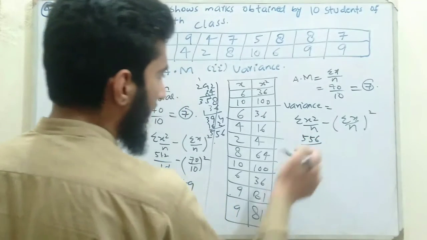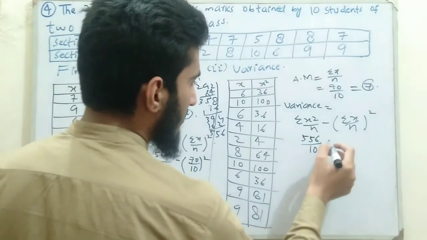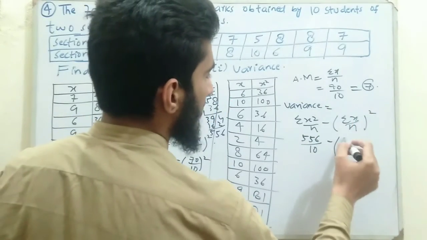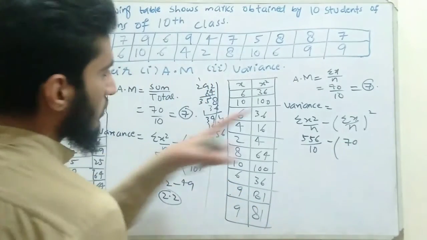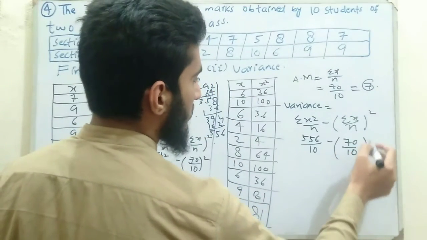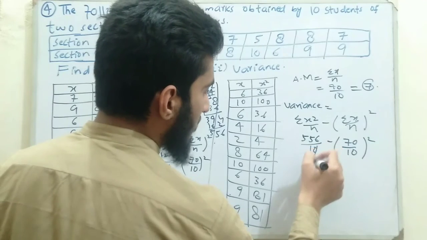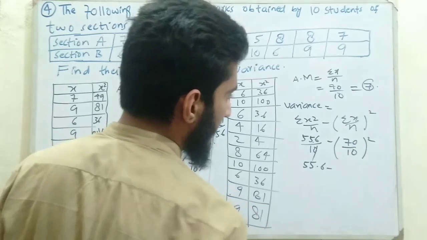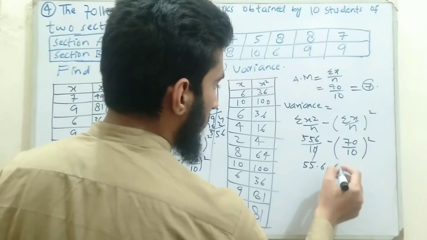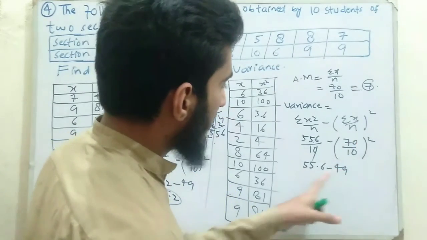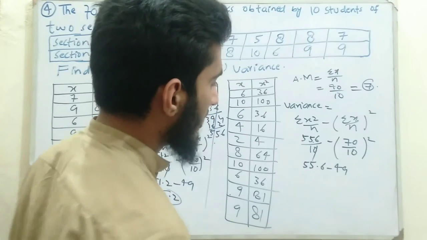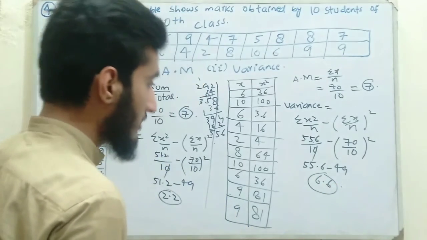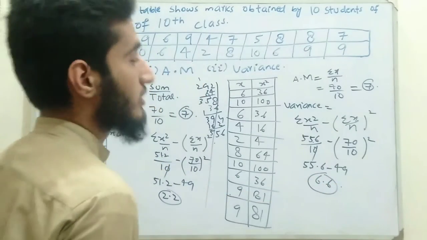556 divided by our n, the total number of values, which is 10, minus summation of x. Summation of x we already found, which is 70, divided by our n, which is 10, whole square. So by cancelling, the decimal point comes over here, so it becomes 55.6 minus 70 divided by 10. It gives us 7, and 7 square gives us 49. So it will give us 55.6 minus 49, which gives us 6.6. So the variance in this case for the section B students of mathematics is 6.6.